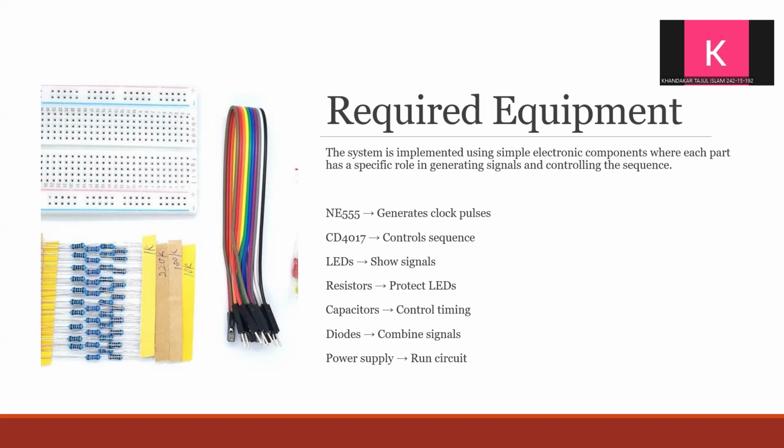Resistors and capacitor. Resistors are used to protect the LEDs from overcurrent, while a capacitor is used to control the timing and frequency of the pulses. Diodes are used to combine signals from the counter, allowing multiple outputs to control the logic of the lights. The power supply runs the circuit, providing the necessary voltage for the components to function.